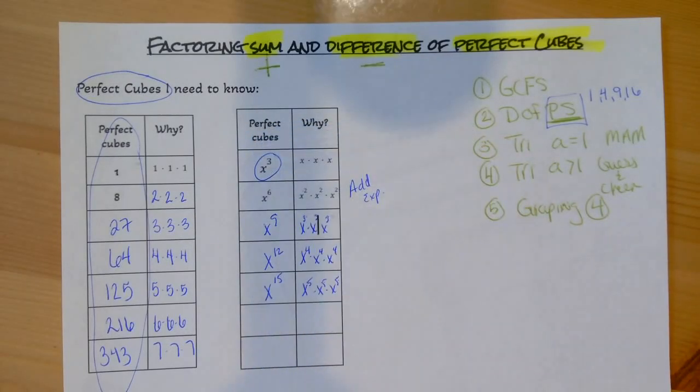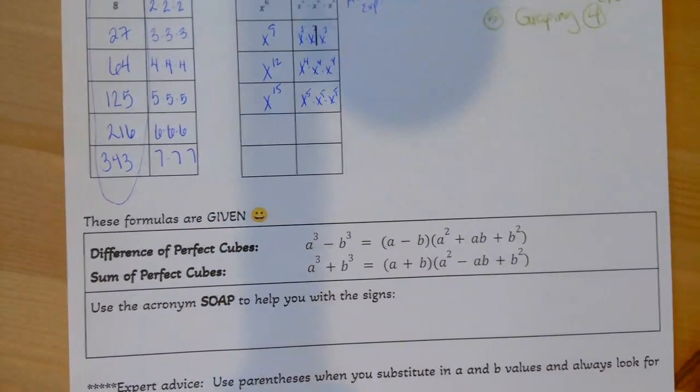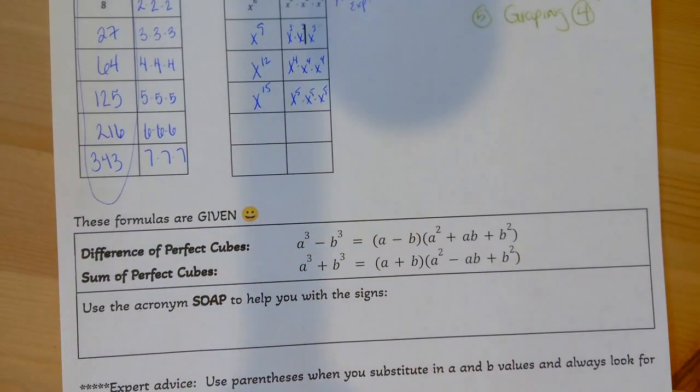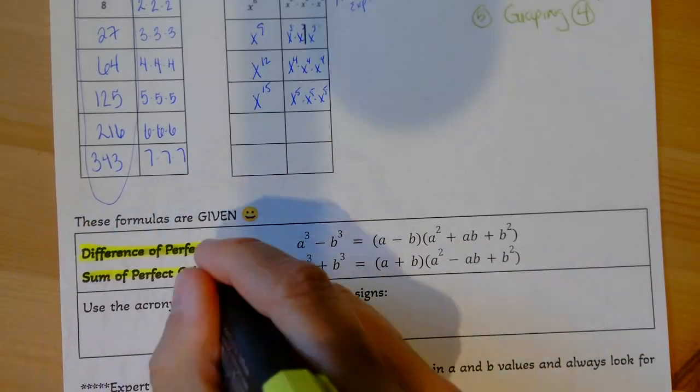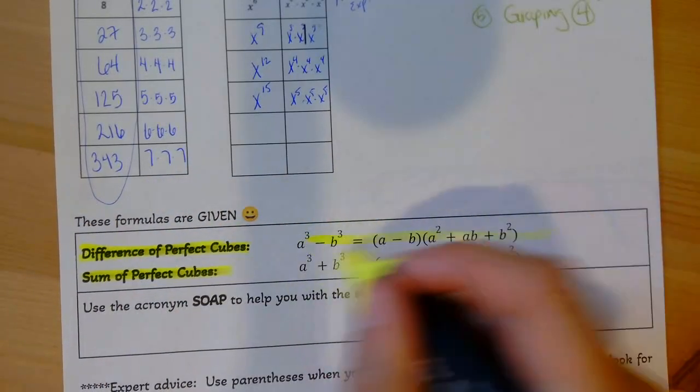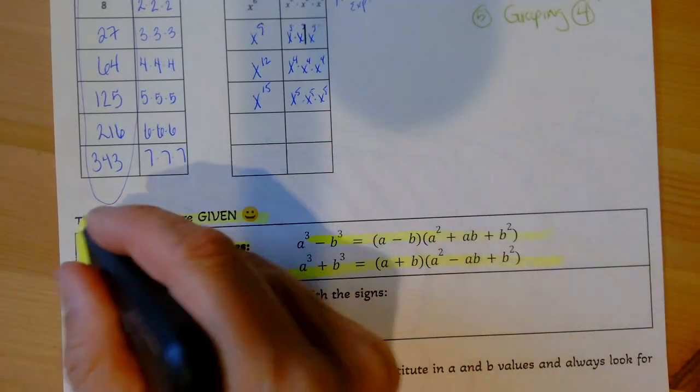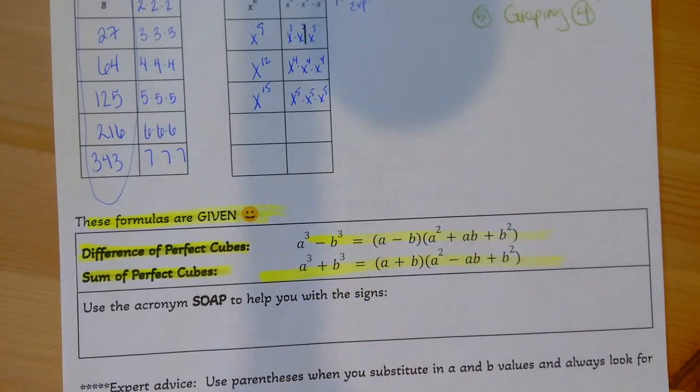Now there is some good news in all this perfect cubes. There are 2 formulas that you have to know. There's a formula for the difference of perfect cubes and the sum of perfect cubes. And here they are. And here's the good news. The formula is given on the reference sheet. We have never had that before. With our new next generation Algebra 2 that you're taking, they are giving you the formula. So we always had to teach this acronym to help us with the signs. But I really don't even know if I have to teach that anymore because this formula is given to you.